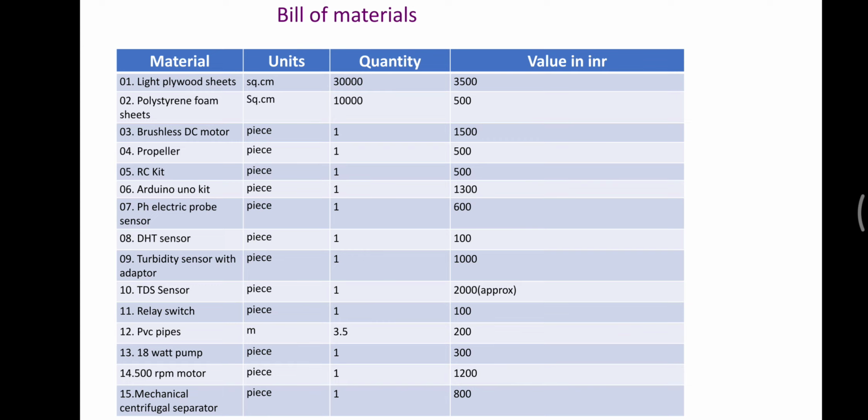And also the Arduino Uno kit, which is a microcontroller which controls all the 4 sensors, which are pH, DHT, turbidity and TDS. All these 4 sensors will be controlled by the Arduino Uno kit remotely. We don't have to use any laptop with it. We can get the values of all 4 parameters on our mobile itself.